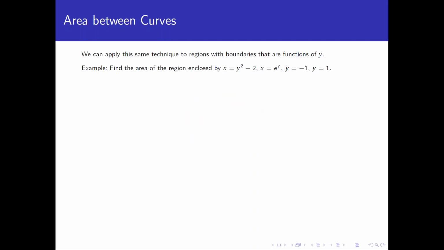We can do these exact same techniques when we have boundaries that are functions of y rather than functions of x. So let's do that as an example here. Let's say we want to find the area of the region enclosed by x equals y squared minus 2 and x equals e to the y, and the interval that we're interested in for the y's is -1 to 1. That's what these last two boundaries are telling us.